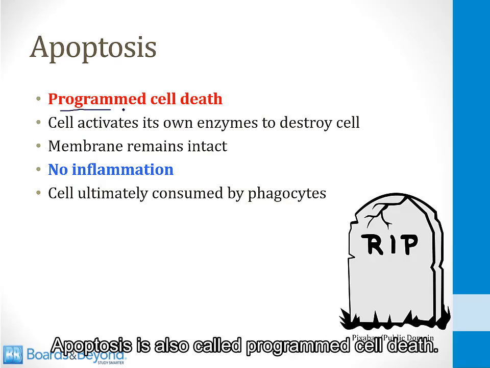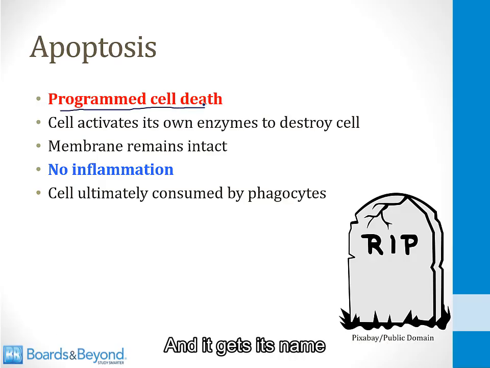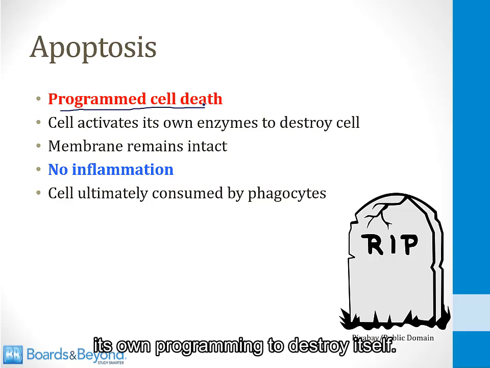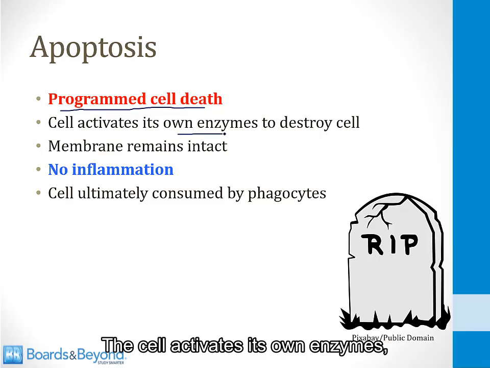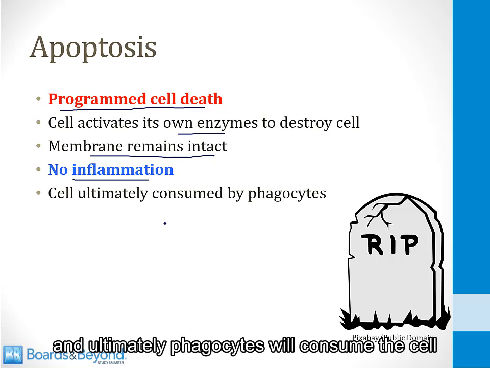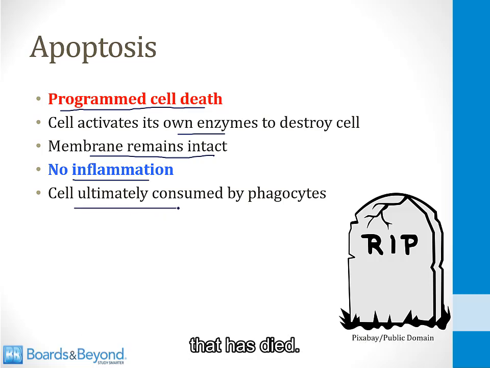Apoptosis is also called programmed cell death, and it gets its name because the cell uses its own machinery, its own programming, to destroy itself. The cell activates its own enzymes, and this leads to cell death. In contrast to necrosis, apoptosis is a very orderly process. The cell membranes remain intact, inflammation is not activated, and ultimately phagocytes will consume the cell that has died.